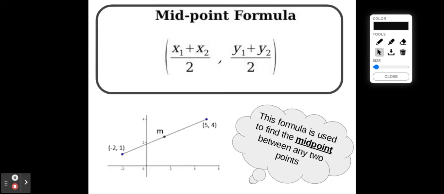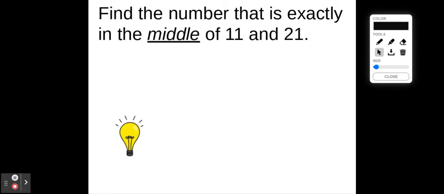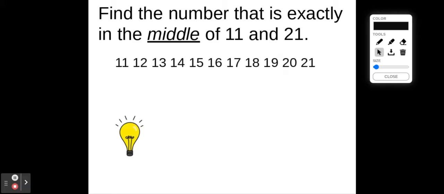Okay, now that you have it, let's talk about how this formula works. How do you find the middle of any two numbers? Let's start there. Let's say that I asked you to find the middle of the numbers 11 and 21. What number is in the exact middle? Well, one thing you could do is line up all the numbers from 11 to 21 and cross out the ends until you get to the middle, and that's 16. That's one way of doing it.